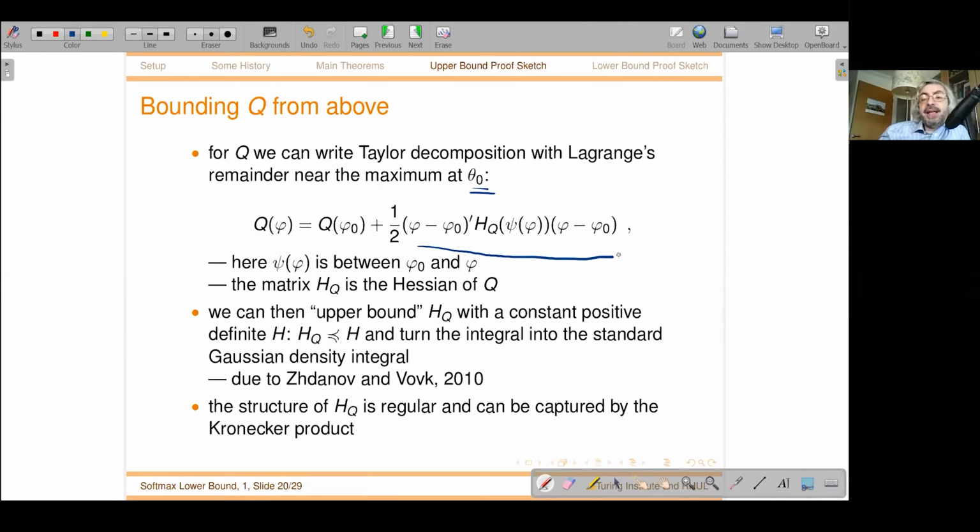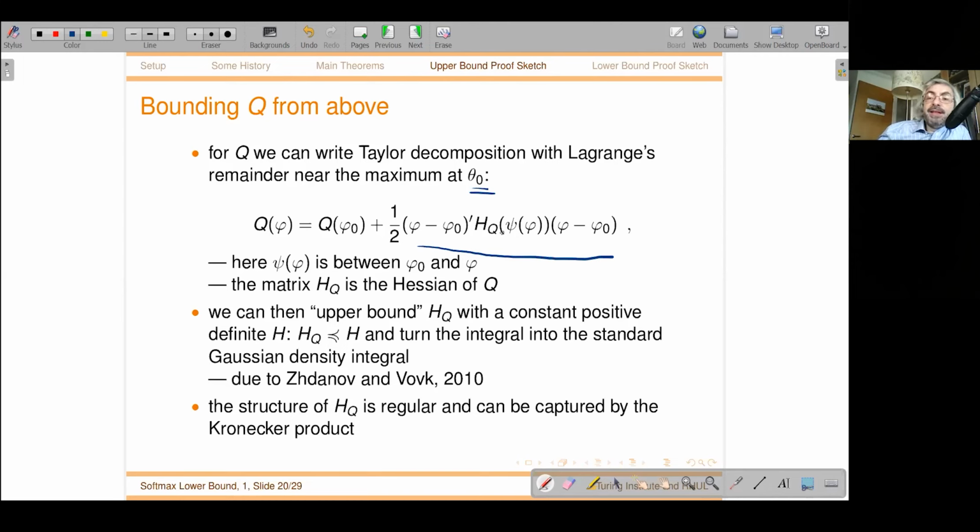So this is the Hessian. And what we will do is that we will upper bound this Hessian with a constant positive definite h. Then the integral turns into the standard Gaussian density, where the integral can be calculated. So the analysis of the upper bound reduces to the analysis of this h, and it has structure that can be captured by the Kronecker product.